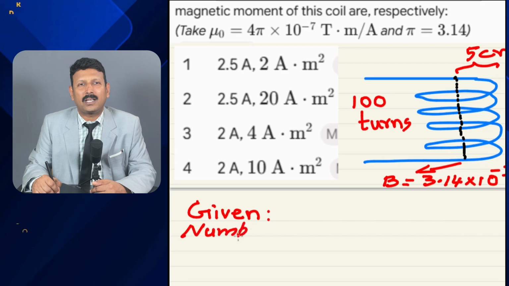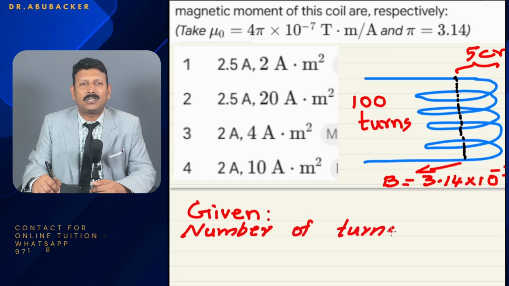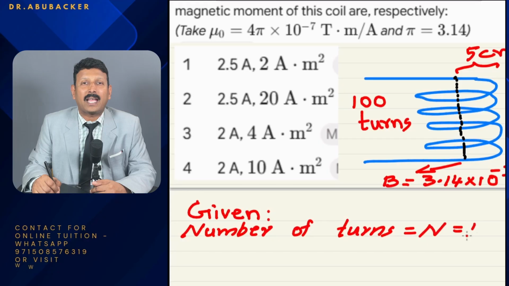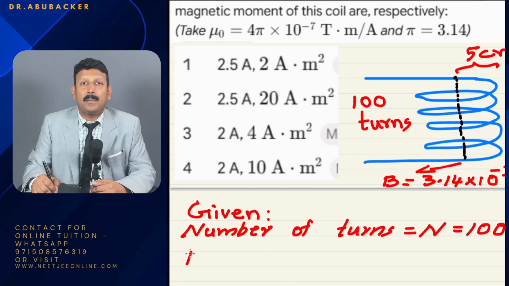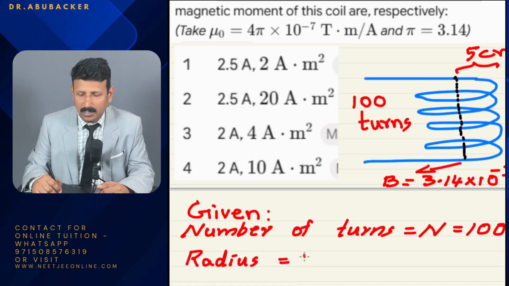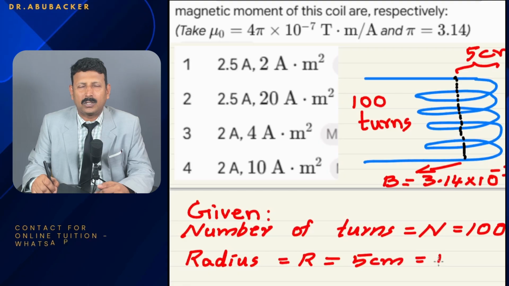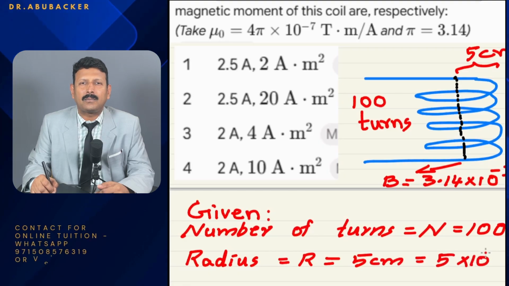What are the values given here? Number of turns given, right? 100. So number of turns, which letter are we using? Capital letter N. Total number of turns N is equal to 100. Magnetic field also given. Radius of the coil also given. So radius R, using capital letter R, is 5 centimeter. In terms of meter, 5 into 10 raised to minus 2 meter.